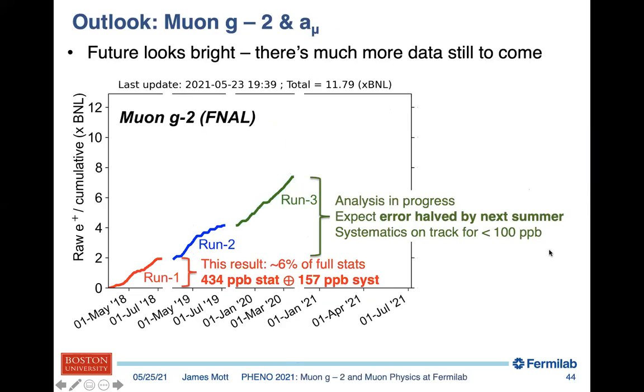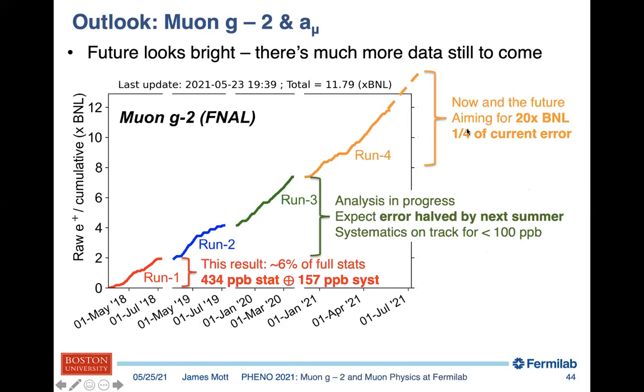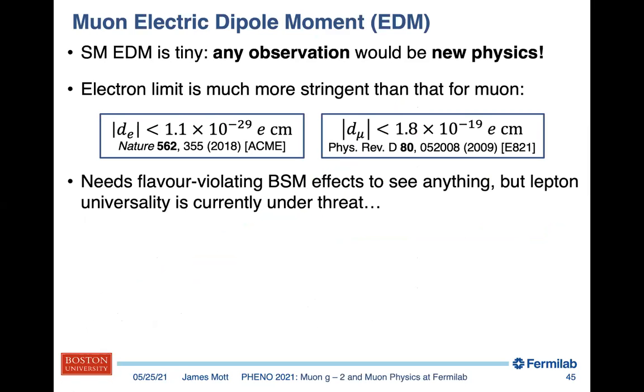And the systematics are on track for 100 parts per billion at that point. We're still taking data. We're aiming for 20 times the total, and 1/4 of the current uncertainty is the final result here. And here's where we are as of today. We've got one more run after this, definitely, and we're hoping for a run 6, depending on how things shape up. So that's G-2.